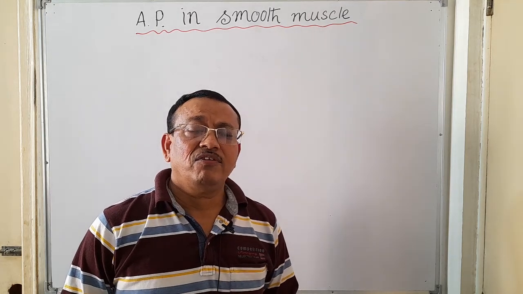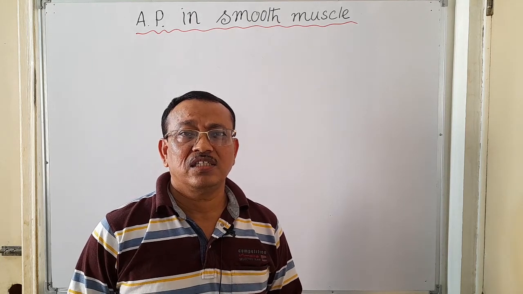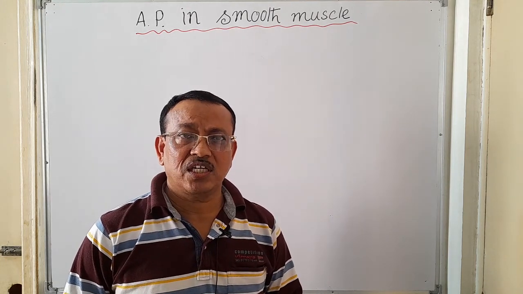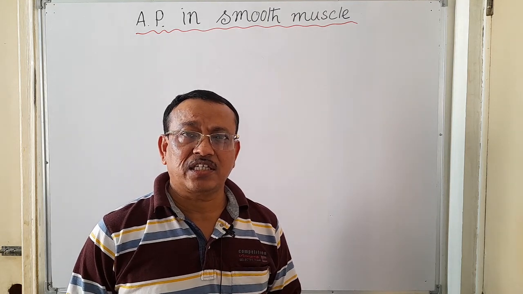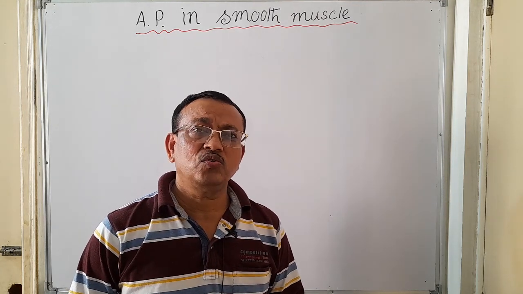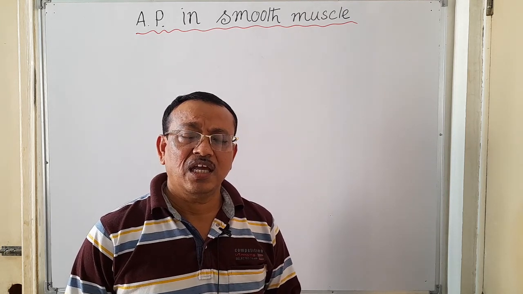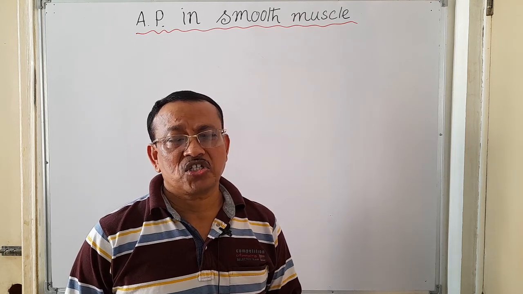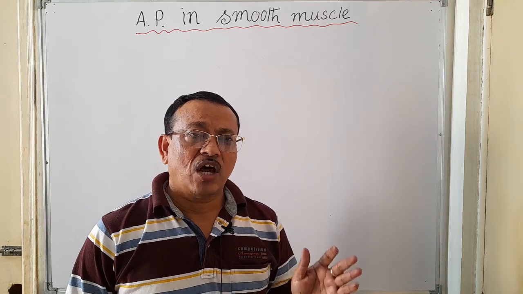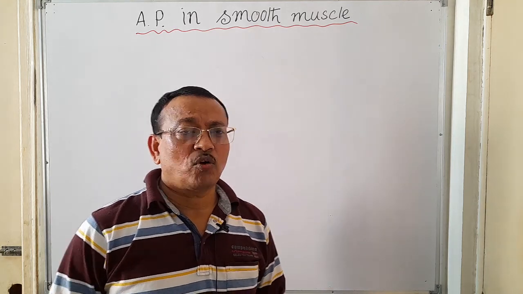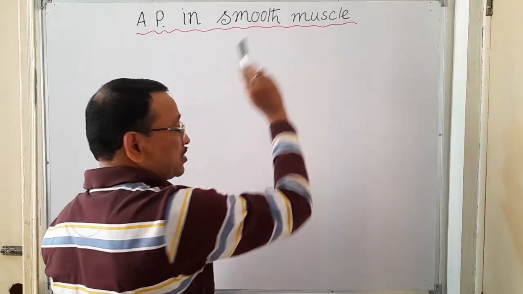In the last few videos, I discussed the action potential, different aspects of the action potential, along with the action potential that is seen in skeletal muscle, neuronal tissues or nerve fiber, cardiac muscle, along with the special junctional tissues of the heart. So now it is regarding the action potential in smooth muscles. Action potential in smooth muscles.